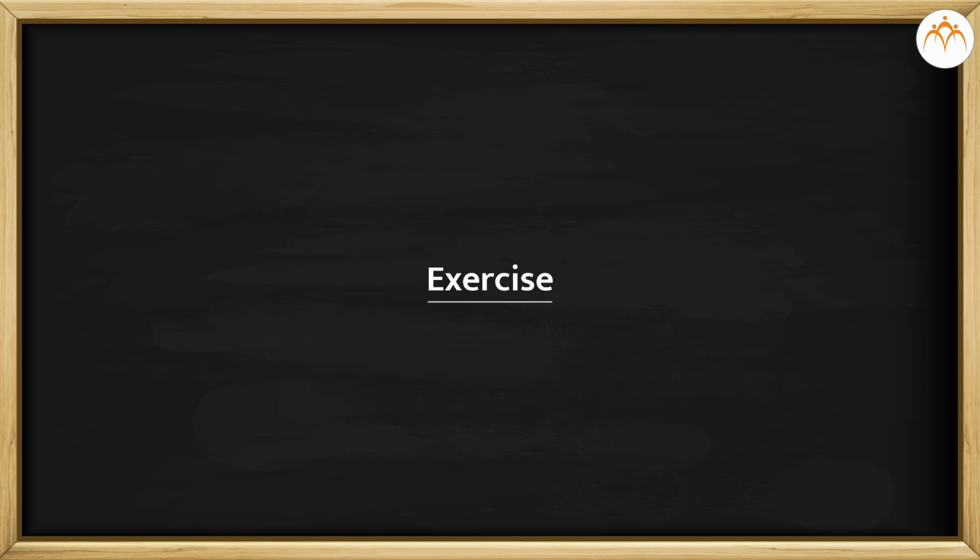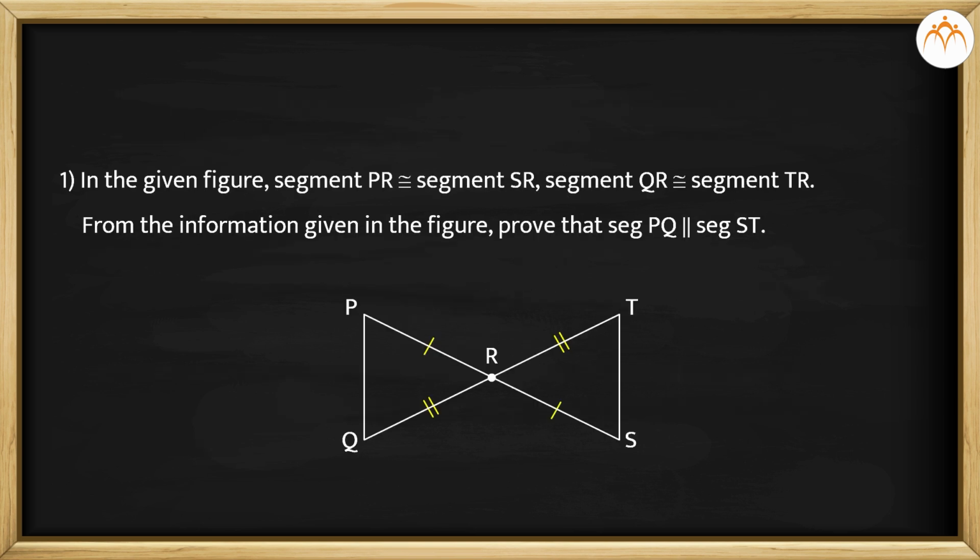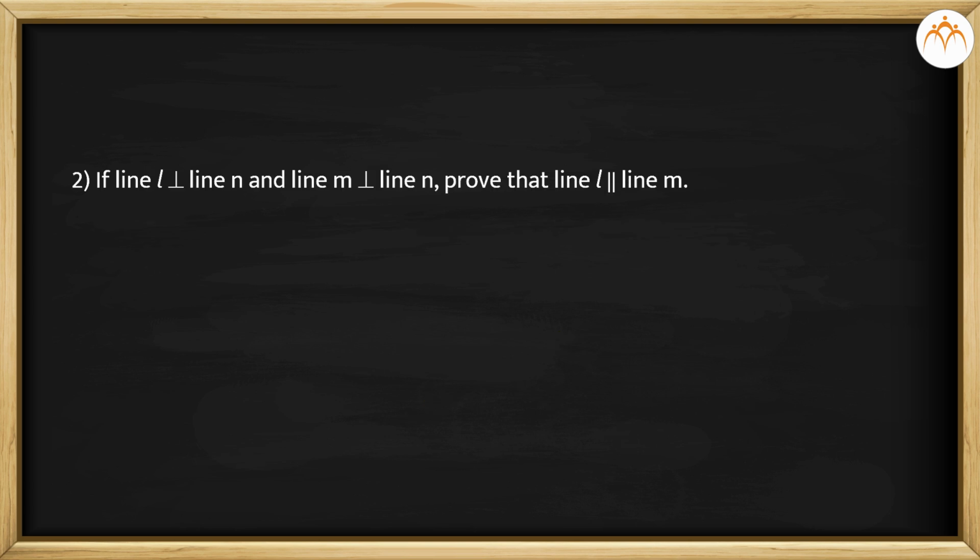Exercise. Observe the figure. In the given figure, segment PR is congruent to segment SR. Segment QR is congruent to segment TR. From the information given in the figure, prove that segment PQ is parallel to segment ST. If line L is perpendicular to line N and line M is perpendicular to line N, then prove that line L is parallel to line M.